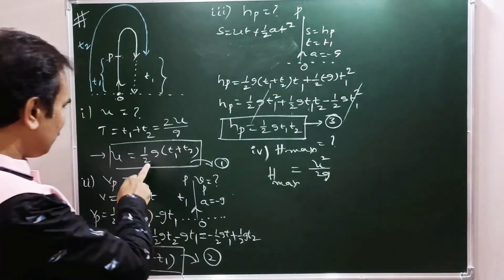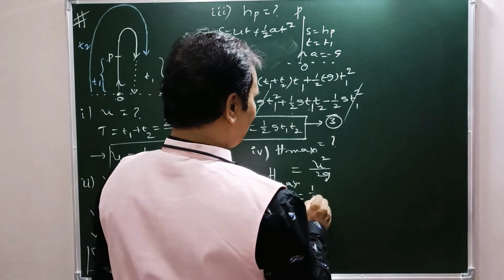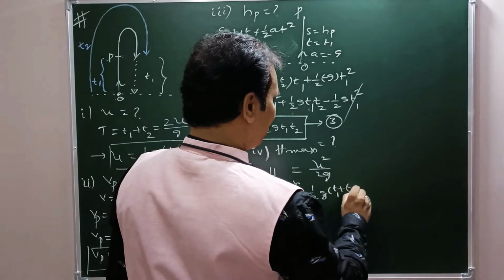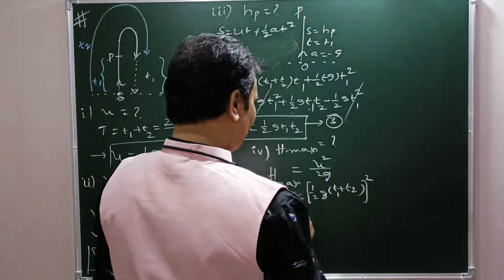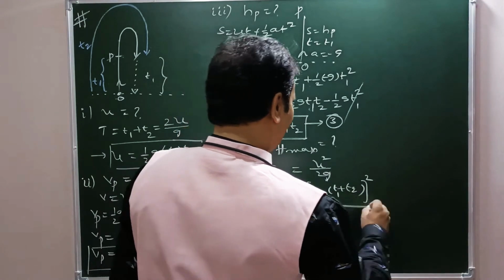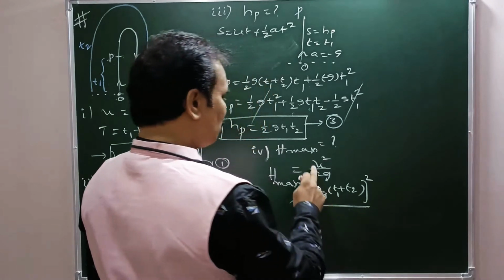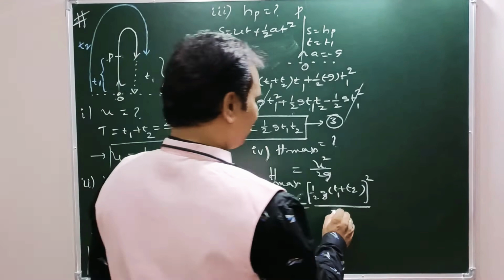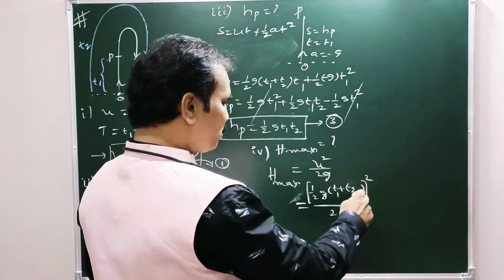What is u? u means half of g into (T1 plus T2). That is u whole squared. So u means half g (T1 plus T2) whole squared, divided by 2g. Here the whole square is there.